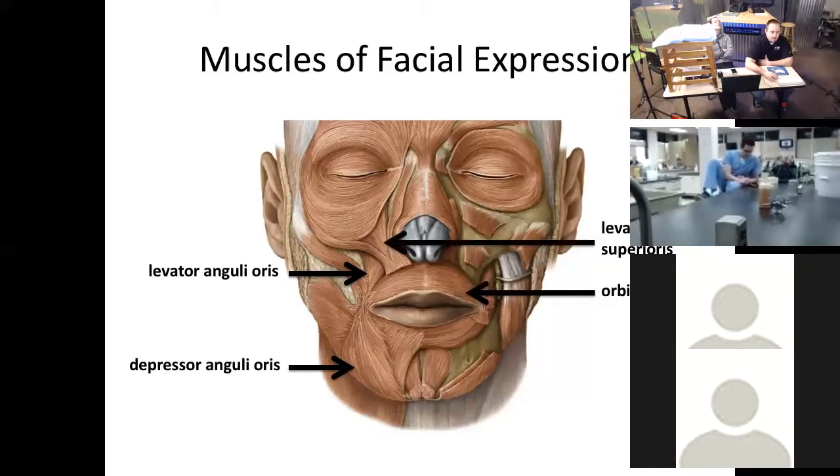The Levator Labii Superioris and the Depressor Labii Inferioris are kind of similar, except that they attach more midline to the lip around this region, and the Levator Labii Superioris helps to lift, while the Depressor Labii Inferioris helps to depress the lips.